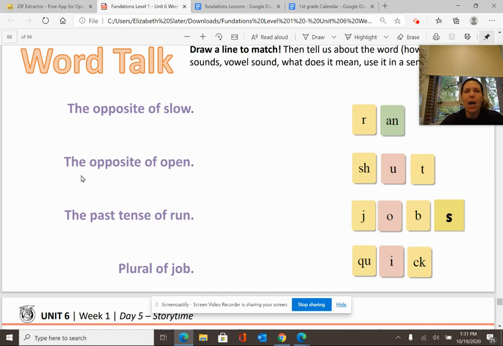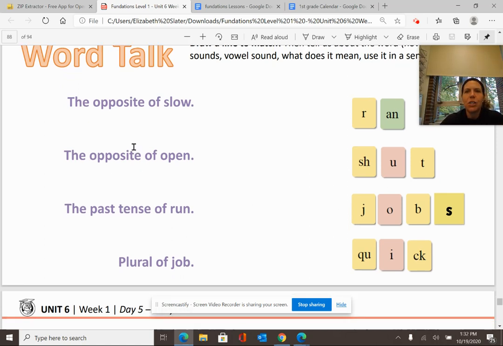The next one is the opposite of open. So we used quick. We're not going to use that one. Ooh, I think that might work, huh? The opposite of open is shut. Good. And don't forget that U says shut.